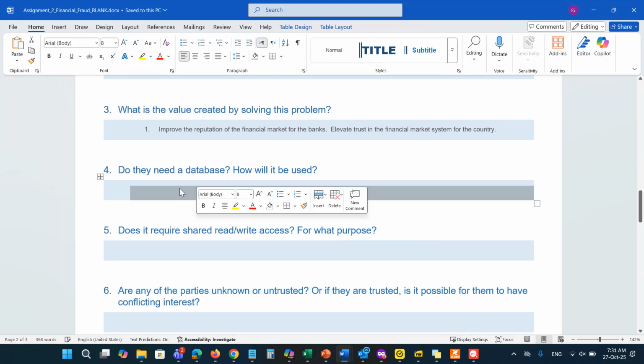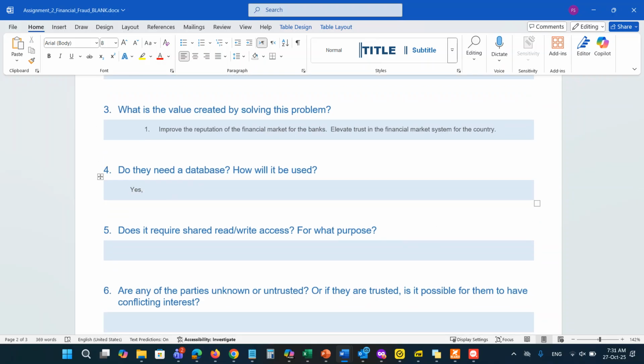The new database will be used. Yes, a database will be used to store transactions on the system. Okay. All right. Does it require shared read-write access? Yes, shared read access will be required based on the decision of the central bank.